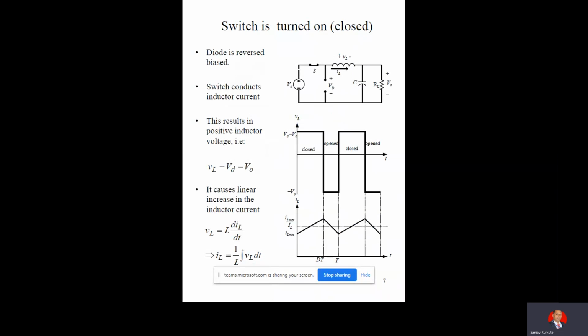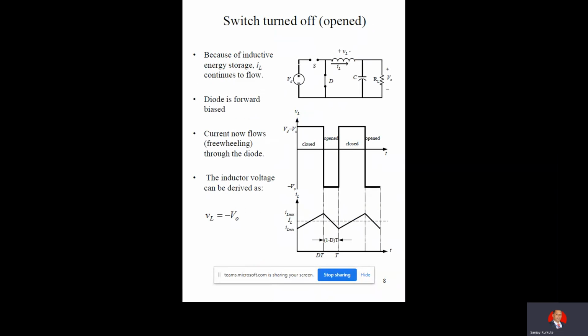Now coming to the next part, that is inductor voltage VL is equal to VD minus VO when the switch is on. So that condition is shown here. And here the VL, that means inductor voltage, is nothing but L di L by dt like this, and you may find this out.